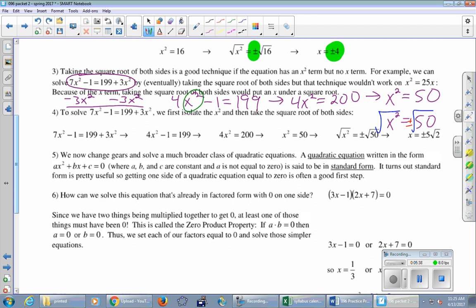Okay, the left-hand side is easy. What is the square root of x squared? It is just x equals plus or minus. Square root of 50 is nothing nice, but the best we can do is find something nice that's in that 50. What perfect square goes into 50? It's 25.